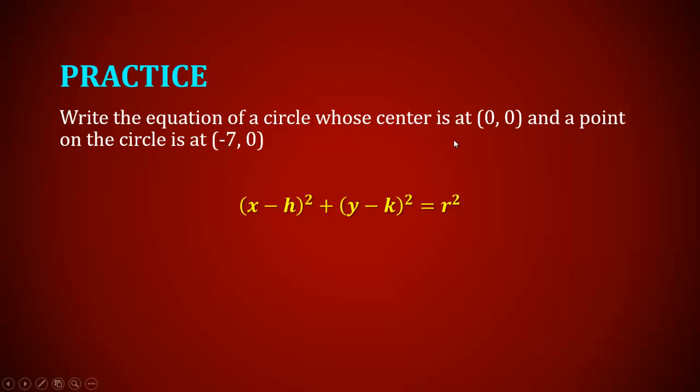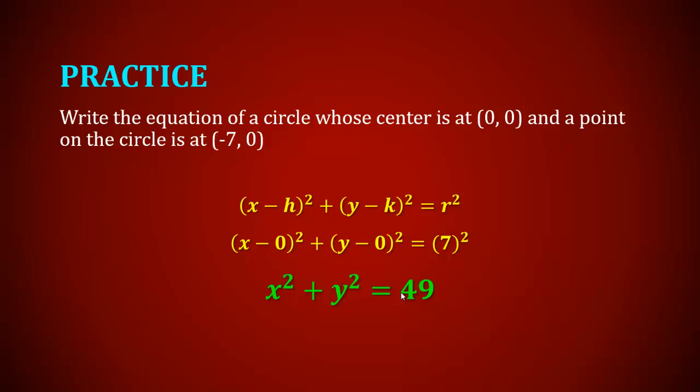It's on that perimeter. So if our center is at (0, 0), and this point on the perimeter is at (-7, 0), that means the distance from the center to that point is 7. Easy enough to figure out. So we can write it as (x - 0)² + (y - 0)² = 7², because that's the distance from (0, 0) to this point, (-7, 0). We simplify that as just x² + y² = 49, and you have your equation of the circle. So when your center is at the origin, it's just a matter of doing x² + y² and then squaring the radius.